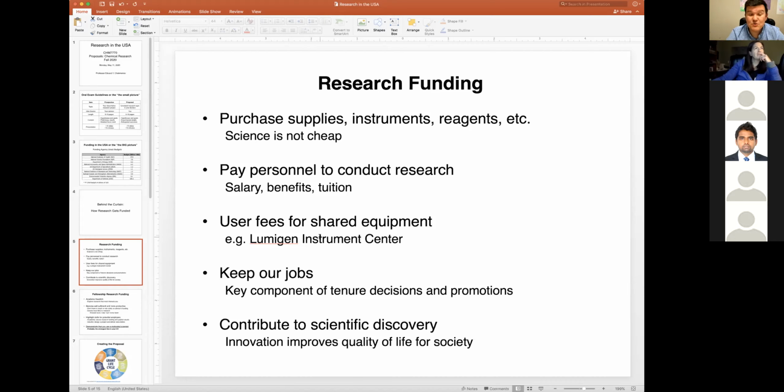Research funding is also critical for keeping our jobs as professors, for example, because a key component of a tenure decision and promotion comes from whether the faculty member was able to raise funding to support research. And research is one of our primary missions in this chemistry department. Another big component is that if we really want to contribute to scientific discovery, innovation, and improving quality of life in society, this is what research funding helps us to do.